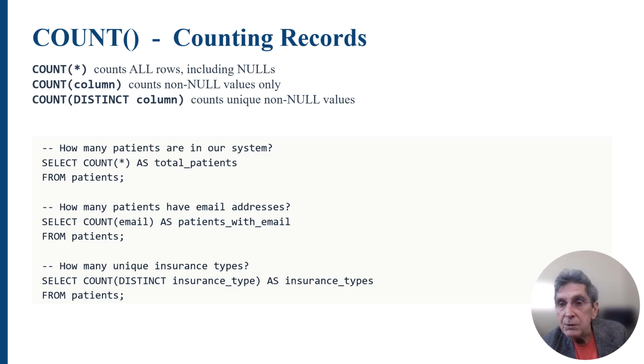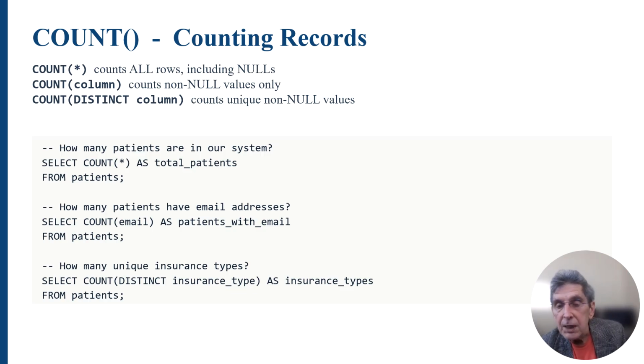And then we have count. Let's dive into count, which is probably the most frequently used aggregate function. There are 3 variations you need to understand. Count star counts all the rows in the result set, including rows where some columns might be null. This is your go-to for how many records are there.